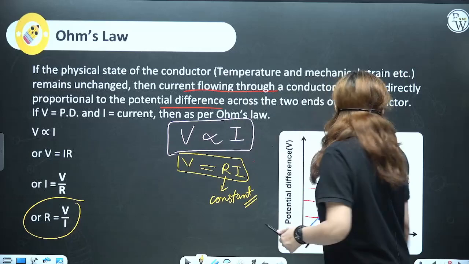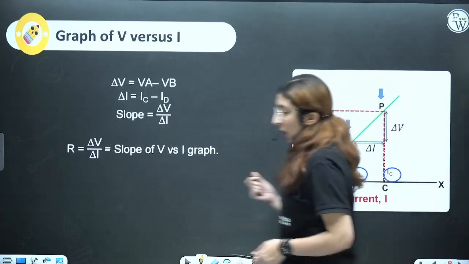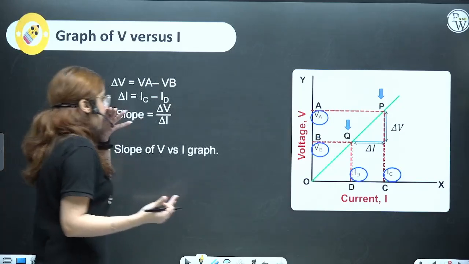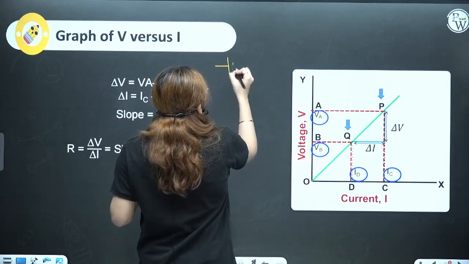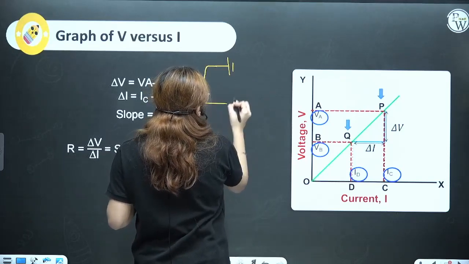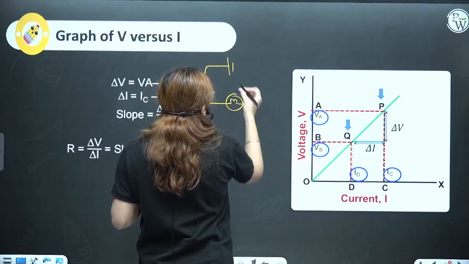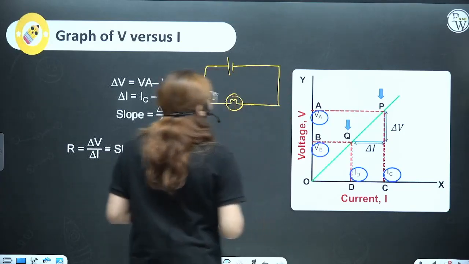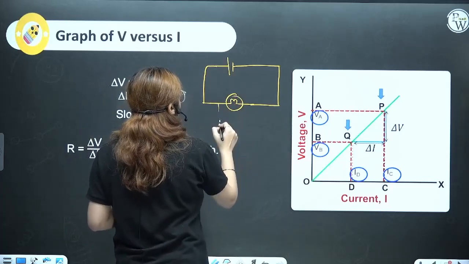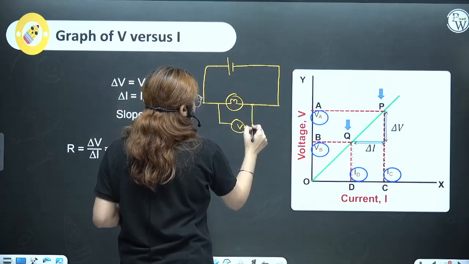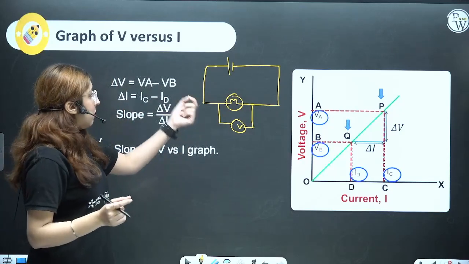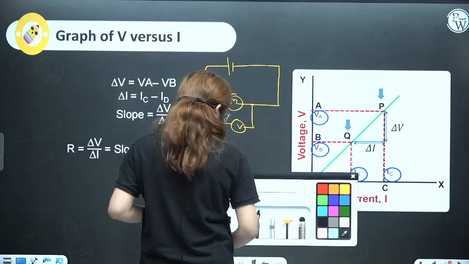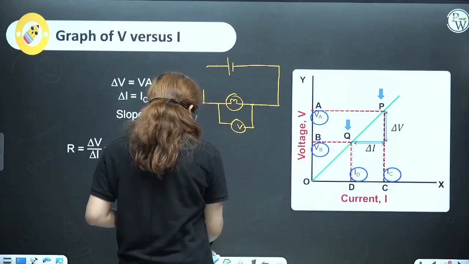Now, there is a graph being plotted. How did this actually happen? There was a circuit that was considered, with a bulb, and current flowing. The voltmeter will always be connected in parallel, and you can connect your ammeter here. So let us connect our ammeter also.